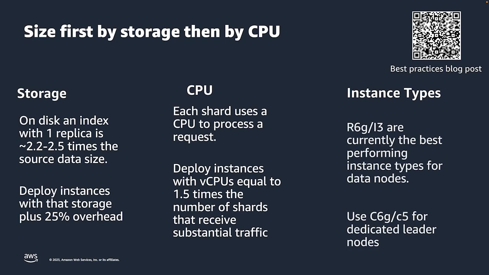OpenSearch Service supports a variety of instance types. R6G and I3 are the best performers for high capacity and high volume production workloads. C family instances are often relevant for search workloads, which tend to really need more processor than they do storage.